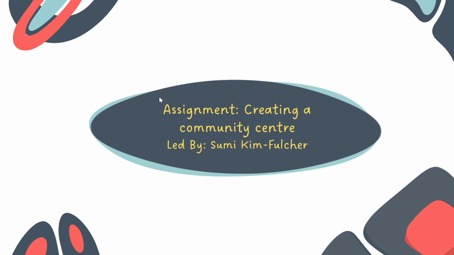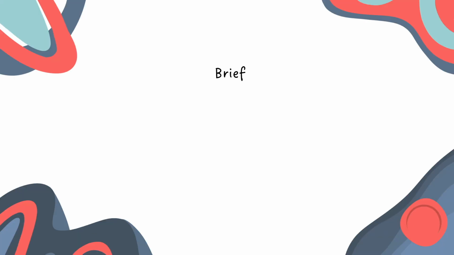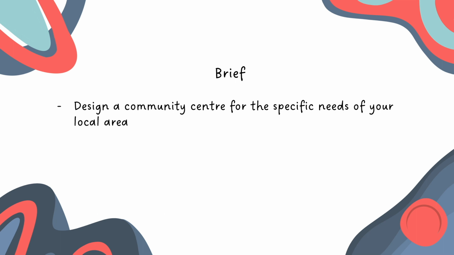In this module, I will outline your short assignment for this course, including the brief, how your process may go, and what you will want to consider when designing. This assignment acts as a chance for you to actually use the design thinking process yourself. So, taking into consideration the design thinking course so far, your task is to design a community centre for your local area, tailored to its specific needs.